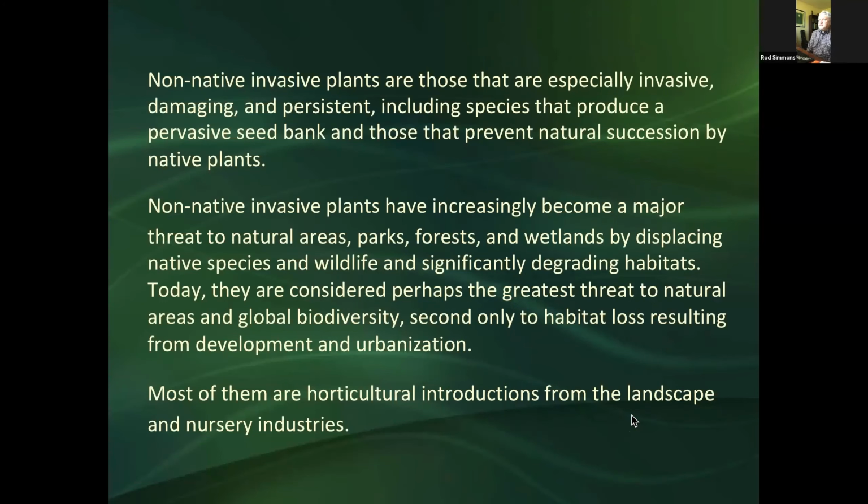Non-native invasive plants or invasive exotic plants are those that are especially invasive, damaging, and persistent. Species that produce a pervasive seed bank and those that prevent natural succession by native plants. These are things like Japanese stiltgrass, wavy leaf basket grass now, and lots of others. They produce tremendous seed banks, and a number of them are annuals, and they come up early and eventually outcompete the native flora.